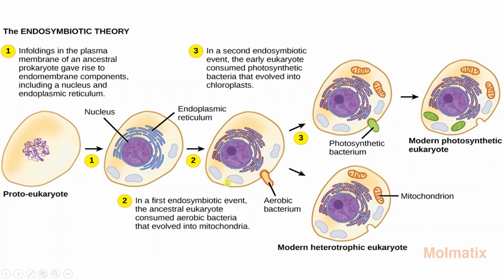In this diagram, this is the aerobic bacterium engulfed by the archaeal cell and over a period of time evolved as a mitochondria by establishing a symbiotic relationship with the archaeal cell. The reason this theory is widely accepted is that it comes with pieces of evidence, like bacterial cells contain circular DNA and mitochondria also contain circular DNA. Again, mitochondrial ribosomes show similarities with bacterial ribosomes.